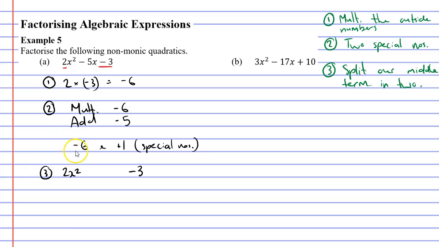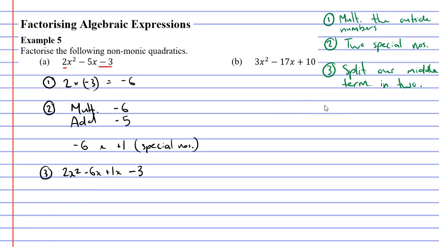To do this, I'm going to look at my 2 special numbers, my -6 and my +1, and I'm going to write down -6x plus 1x. We can see that I got these 2 numbers from my special numbers. Now if you look closely, I haven't actually changed the expression, because -6x plus 1x is the same as -5x. So I've got the exact same expression, I've just split the middle term in 2.